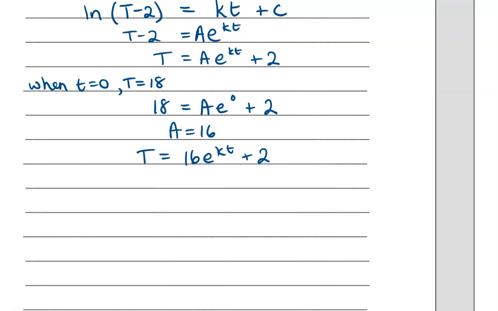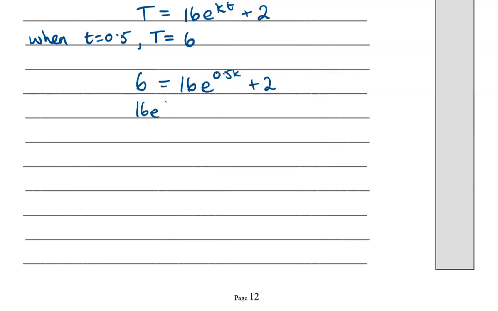So if we're measuring it in hours, when t is 0.5 hours, T is equal to 6. So 6 equals 16 e to the k times 0.5 plus 2. So 16 e to the 0.5k is equal to 4. If we divide through both sides by 4, we get this. So e to the 0.5k is equal to a quarter. Take ln of both sides, we get 0.5k is equal to ln of a quarter. So k is equal to 2 ln of a quarter.